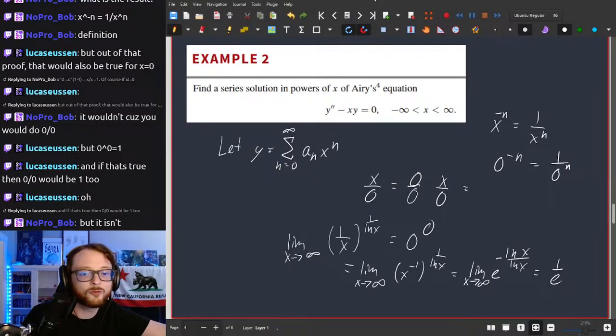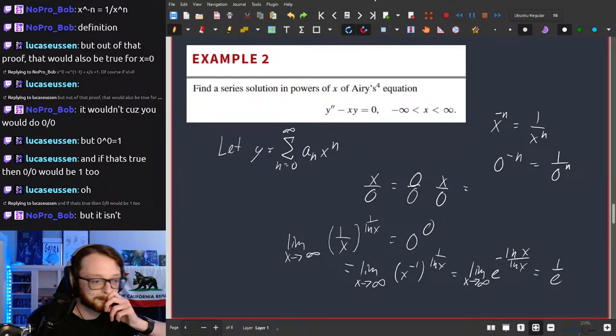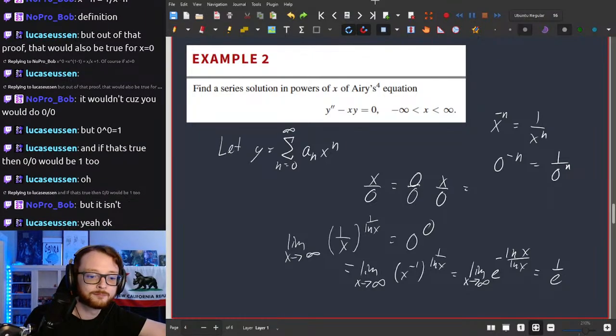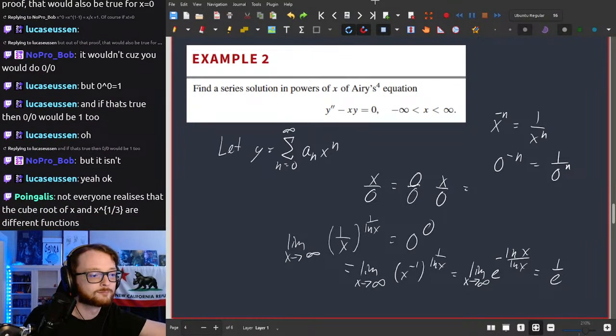0 over 0 is in a similar category as 0 divided by 0, as weird things that we don't usually define as anything. And it's not that you can't define them, it's that it's bad to define them. The cube root of x and x to the 1/3 are different functions. I did not realize that point, Gallus. Why is that?